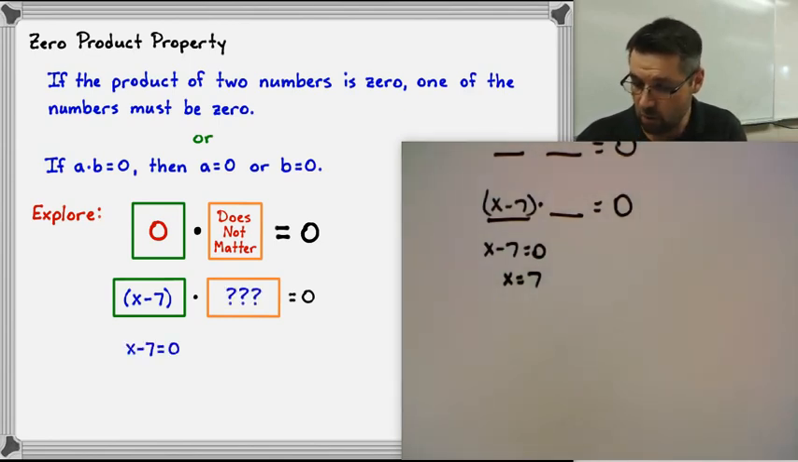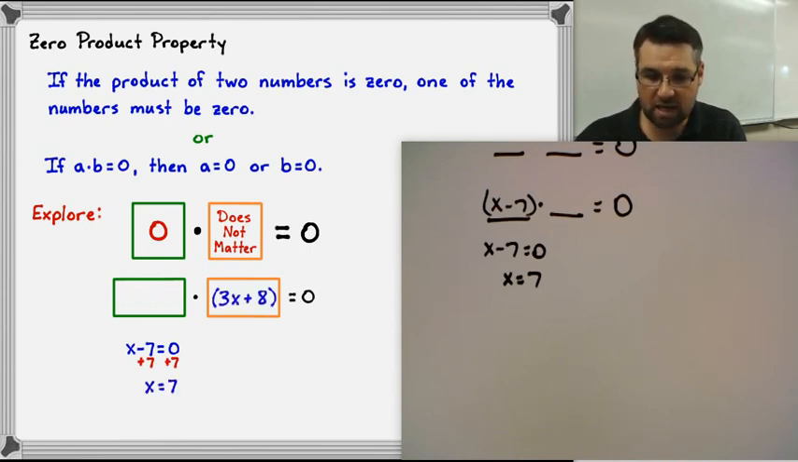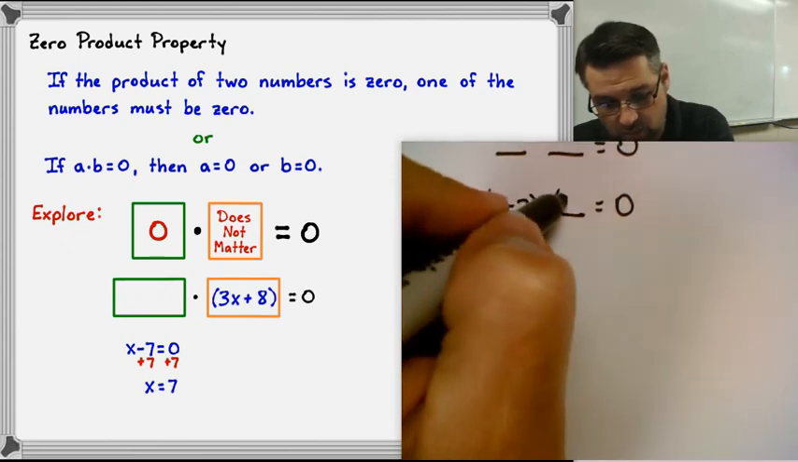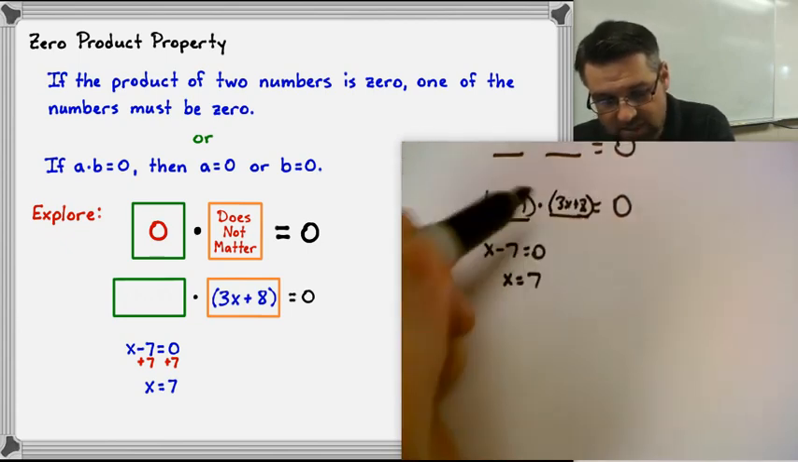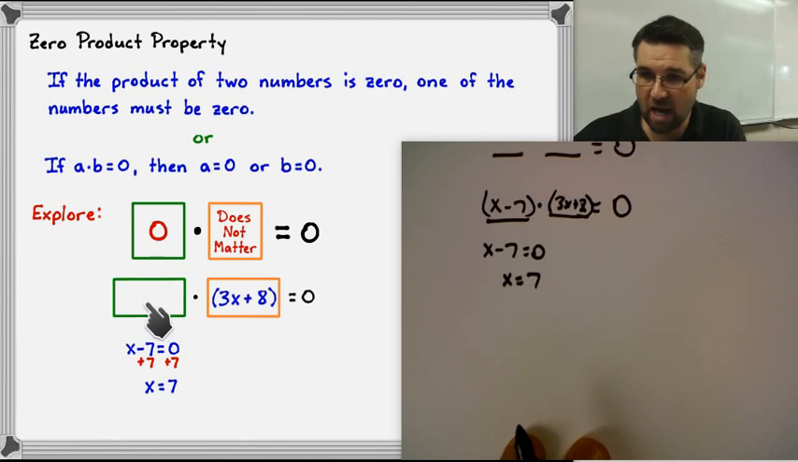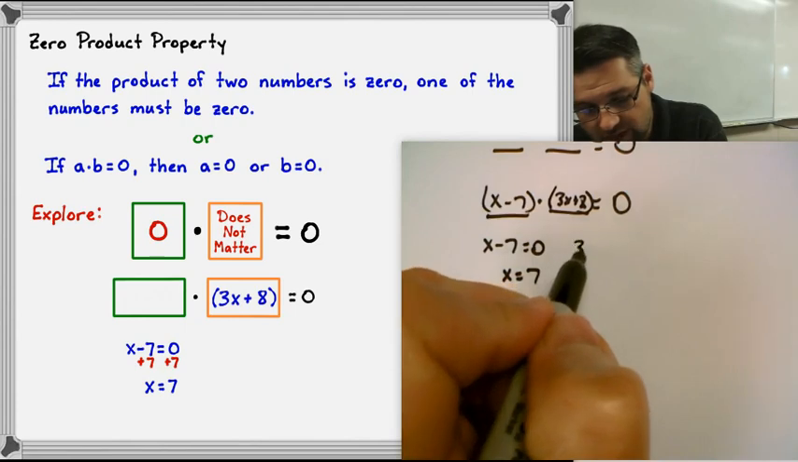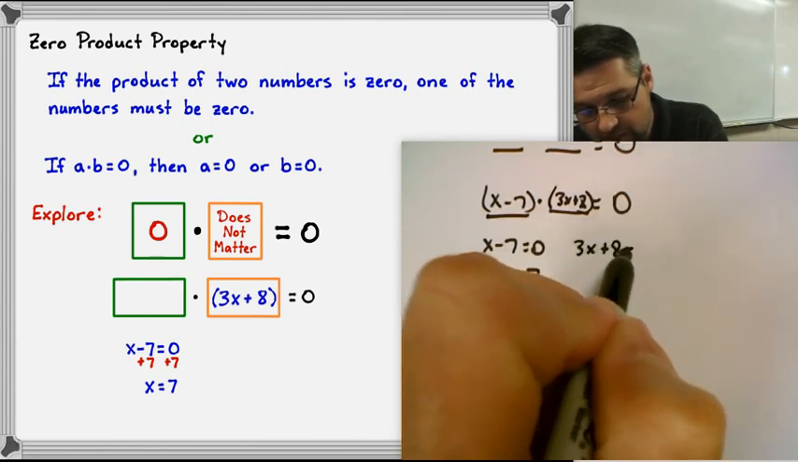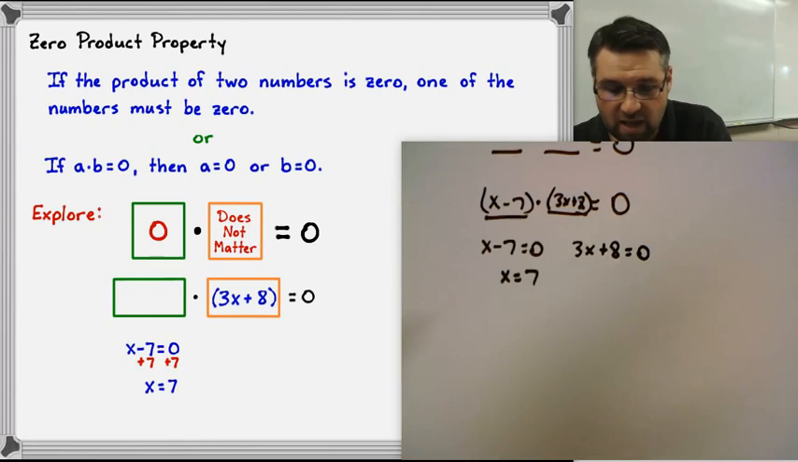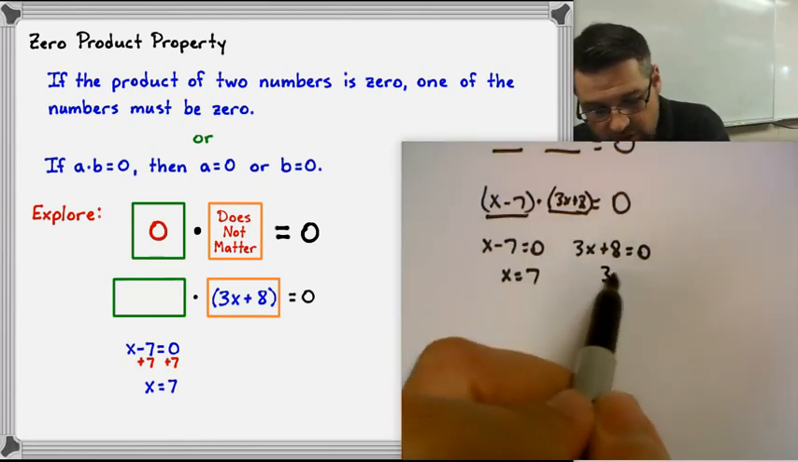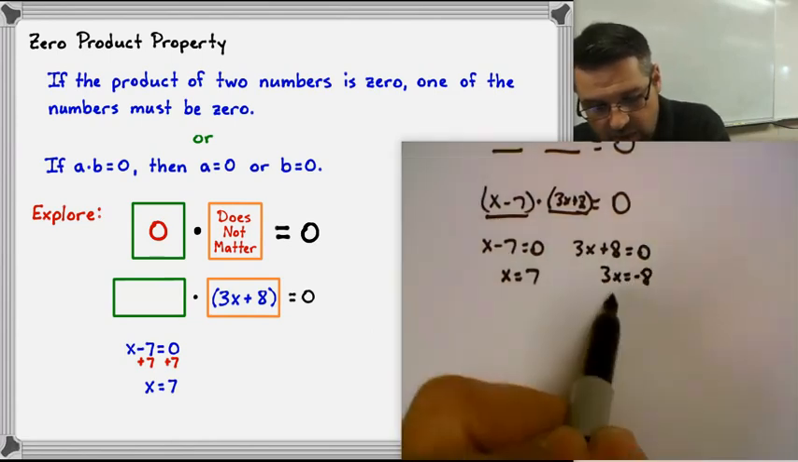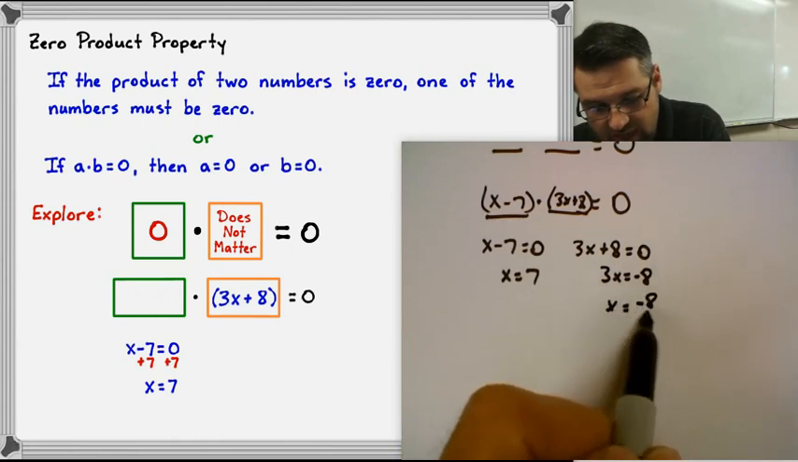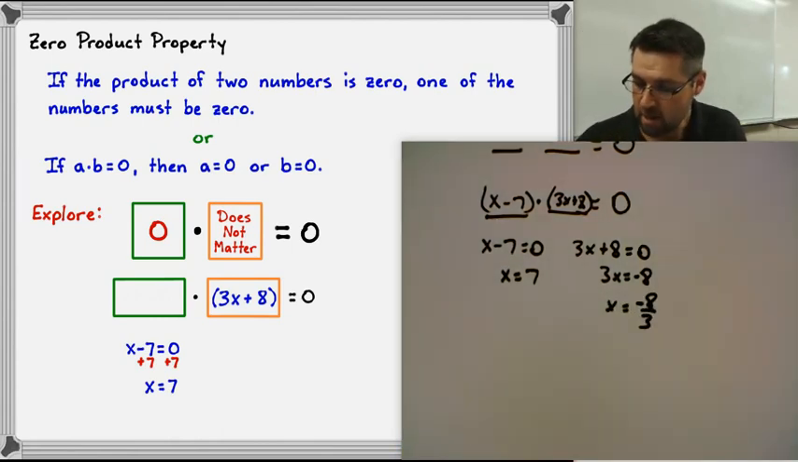Now, what if we go the other way? What if we said the second number is 3x plus 8? It doesn't really matter what's in this box. If this box isn't 0, this one must be. So we would solve that equation. We'd say 3x plus 8 must then equal 0, and then we'd solve that like we normally would. We'd subtract 8 from both sides. We get 3x equals negative 8. And then we would divide by 3, so we get x equals negative 8/3. Okay? Now, with that said, it wouldn't matter what the other one was.